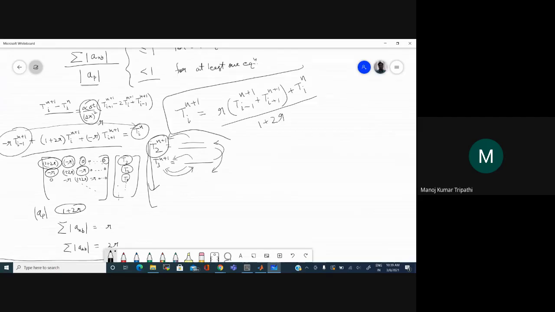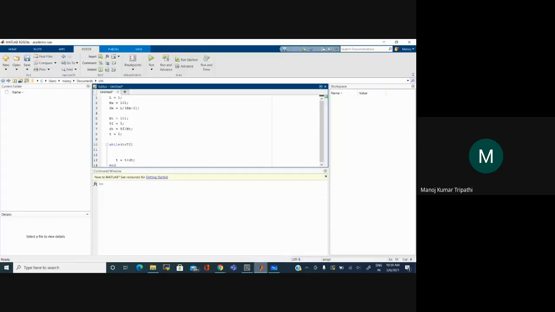This is the value for T_i^(n+1). So if we take some guessed values for T_(i-1), T_(i+1), all of these, then T_i^(n+1) can be calculated. The intermediate value can be calculated from this formula. So let us go back there.